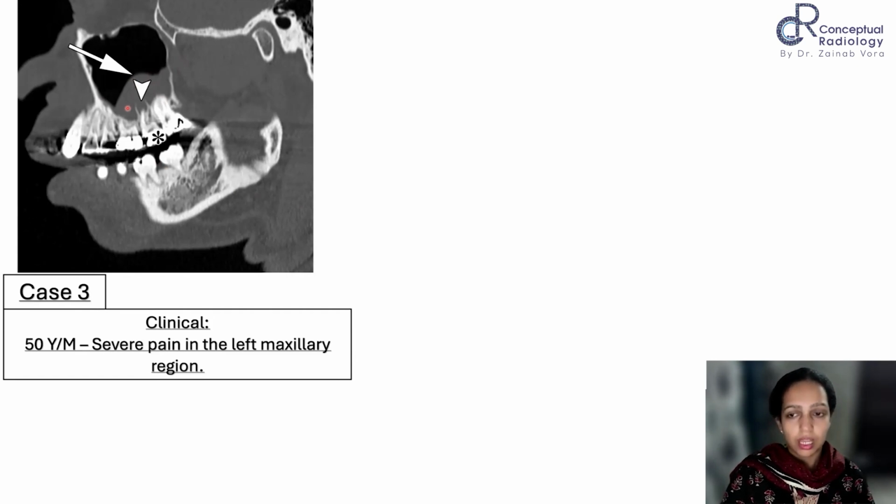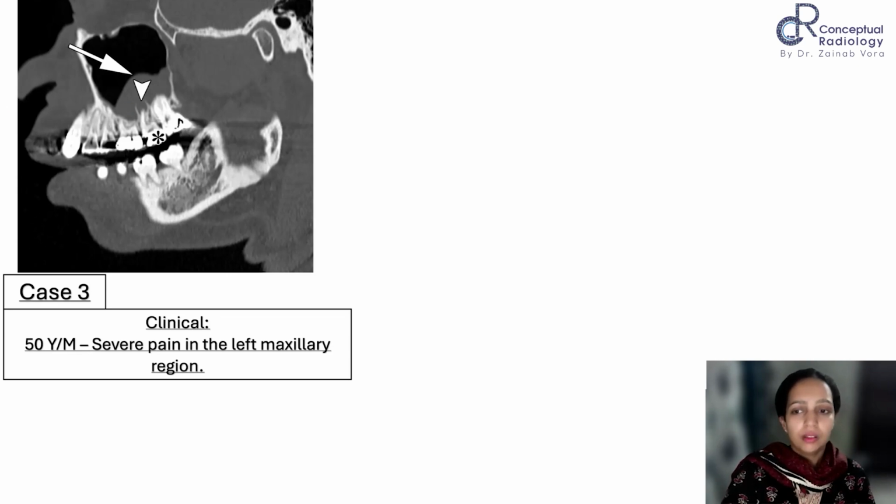A tooth abscess. What do you call it? Yeah. There is no history of procedure as such. There is no history of dental extraction also. Periapical abscess. Yeah, that's a good differential. That's a good way of presenting it.